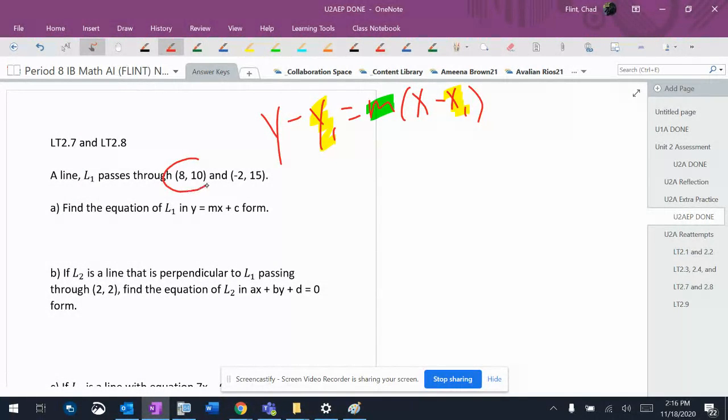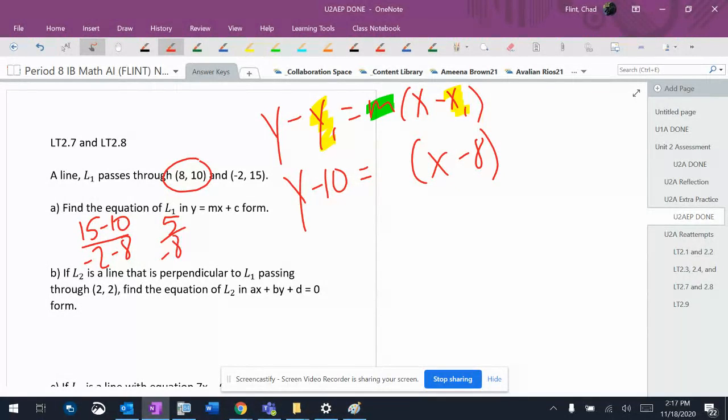So for this part A, we have 2 different points the line goes through. I'm going to use that one because it doesn't have negatives. So y minus 10 equals, I don't have the gradient yet, but I'll get it, x minus 8. So I need the gradient, which is y2 minus y1, so 15 minus 10 over x2 minus x1. All right, and that's going to give me 5 over negative 8. So that's my gradient, 5 over negative 8.